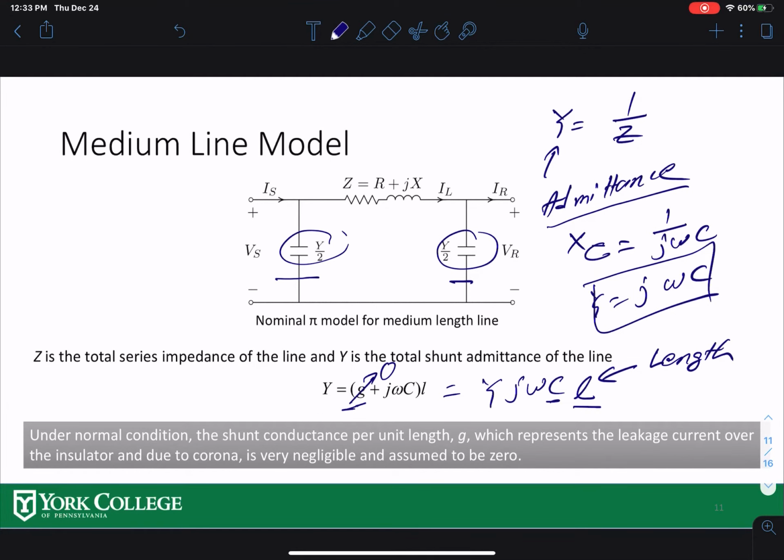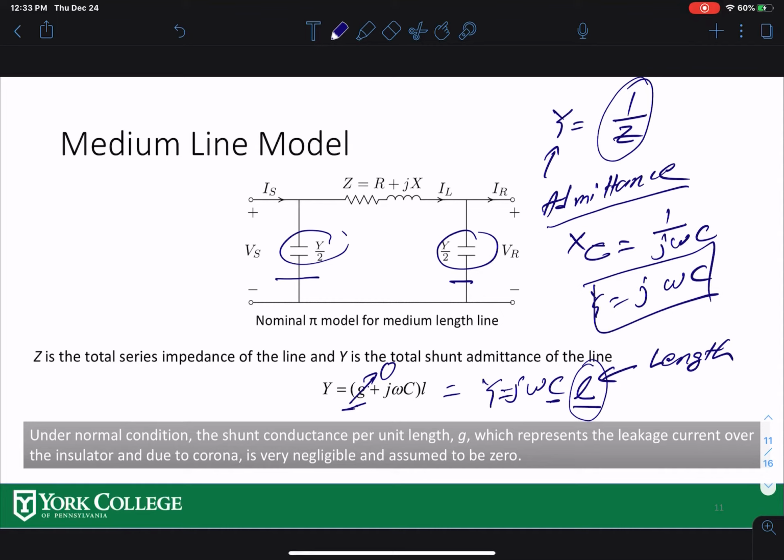So over here, you see a new symbol Y. Y is basically the opposite of impedance. It's called admittance, 1 over Z, where Z is the impedance, right? So if your XC is 1 over j omega C, Y could be j omega C. And Y is also for the total length, so you multiply with the length. So find the Y value for the whole length.